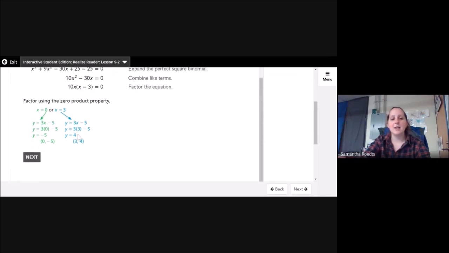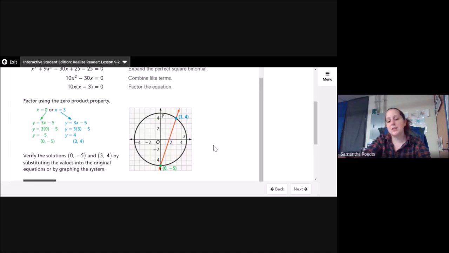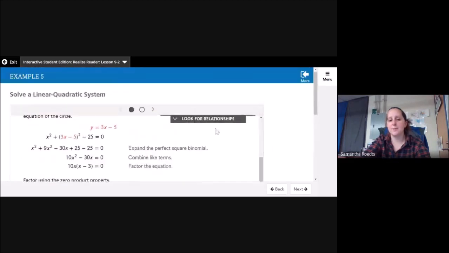I substitute those values back into my linear equation, and I get y equals 3x minus 5 becomes y equals negative 5, so 0, negative 5. I substitute 3 back in. 3 times 3 is 9 minus 5 gives me 4, so 3, 4. Verify the solutions 0, negative 5, and 3, 4 by substituting the values into the original equation or by graphing the system.